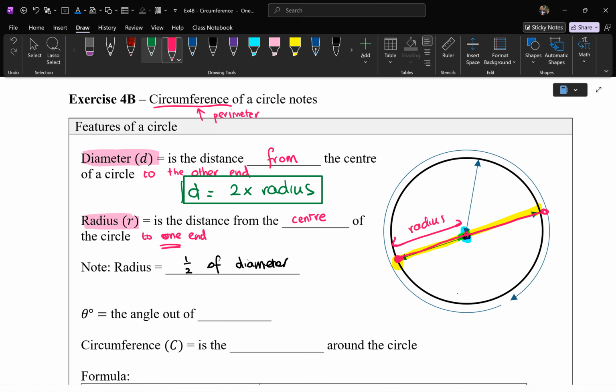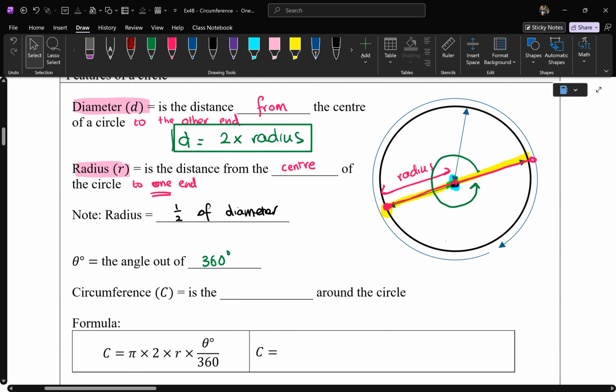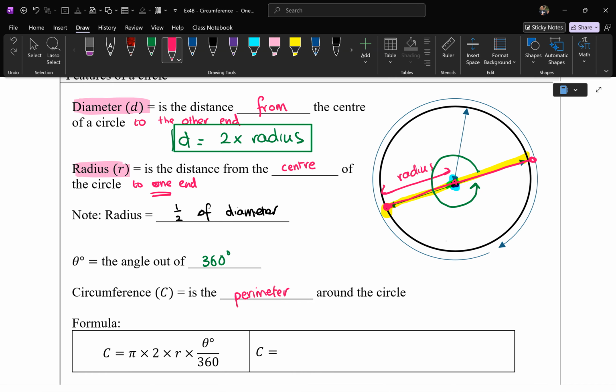Here's another nice thing about circles. When you do a full revolution, what's the total angle? 360. So it's the angle out of 360 degrees. And then finally, circumference is the perimeter around the circle. So those are just the languages. So when we ask what is a diameter, what is a radius, it's just knowing how you calculate the maximum width of something that's circular.